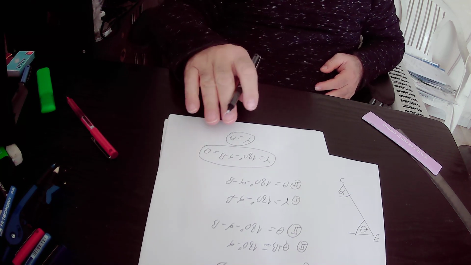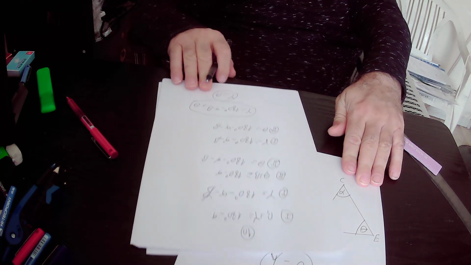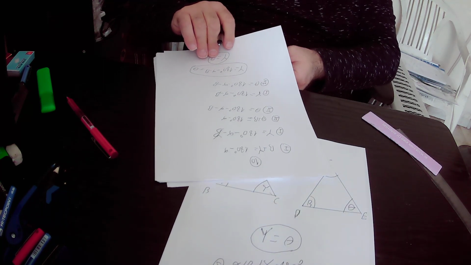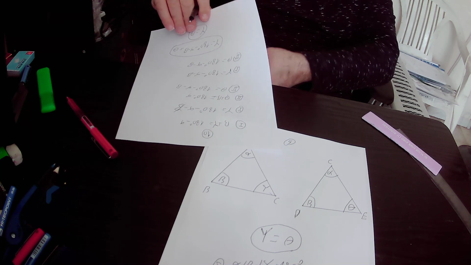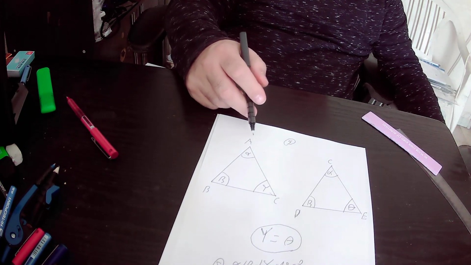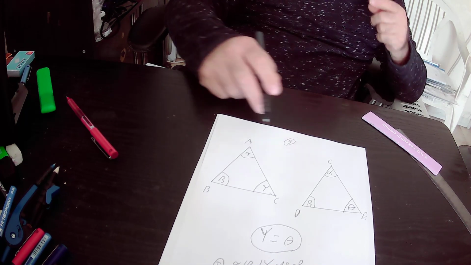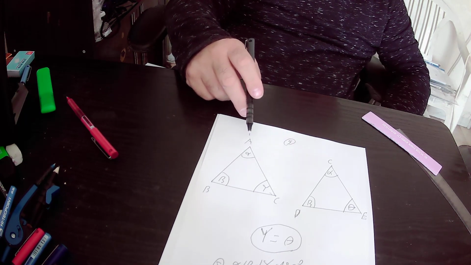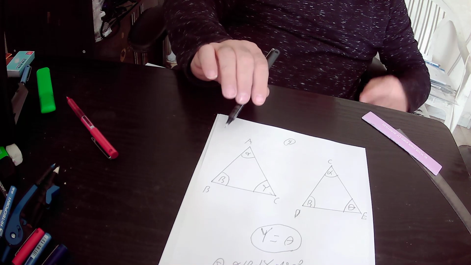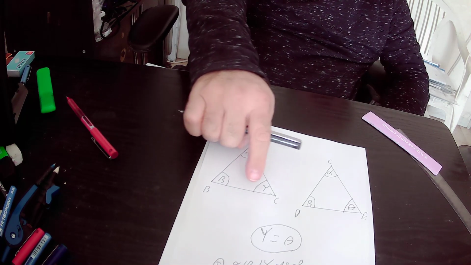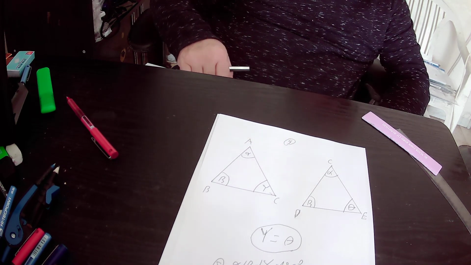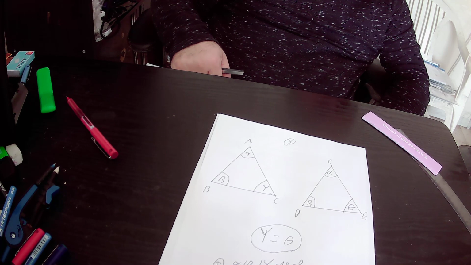So we actually proved that if we have two triangles and two angles of one triangle are equal to two angles of another triangle, then the remaining pair of angles must also be equal to each other, that is to say gamma equals theta. Okay, so in this way we actually proved the third angle theorem.